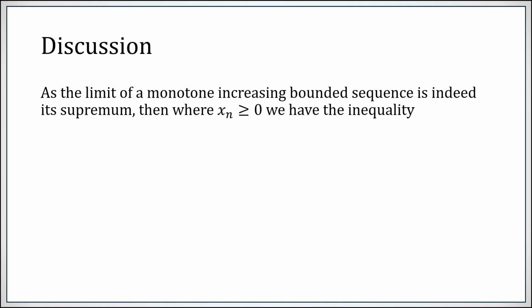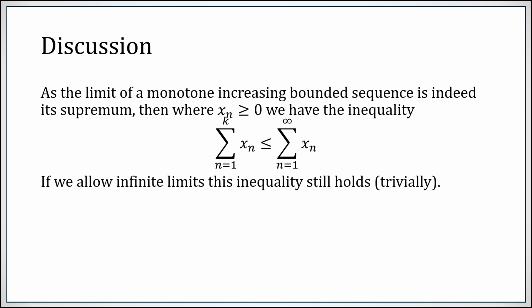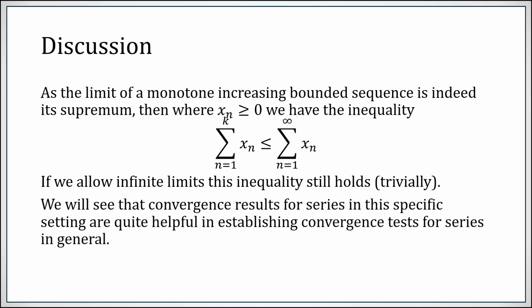Okay, because the limit of a monotone increasing bounded sequence is indeed its supremum, where xn was non-negative, we therefore have the inequality that any particular partial sum is less than or equal to the eventual limit, or the supremum. If we allow infinite limits, this inequality still holds. For example, if I took a limit of partial sums here and got a plus infinity as an extended real number, then any partial sum as a real number is less than or equal to infinity. So what we'll see is that the convergence results for series in this setting are quite helpful in establishing convergence tests for series in general.